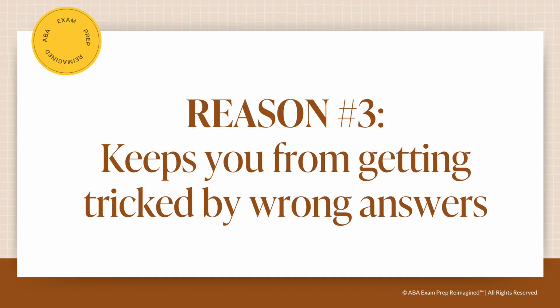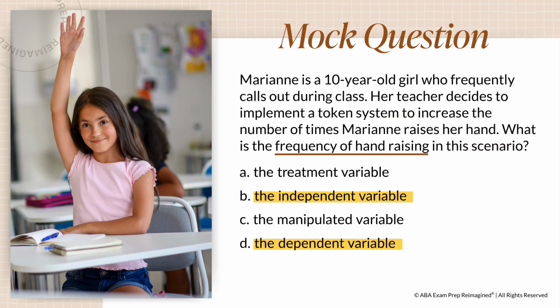Now, the third and final reason that you really need to know your AKAs is that it keeps you from getting tricked by wrong answers. For example, let's go back to our same mock question that we've been looking at. But this time, let's assume that you know what the independent variable is and you know what the dependent variable is because you have studied those before and you know the difference between them. So you know that frequency of hand raising is the dependent variable in this scenario. But let's say that you've never heard of the treatment variable or the manipulated variable and you didn't know that those were AKAs for the independent variable. So when you see those, you're really confused because you haven't heard of them before.